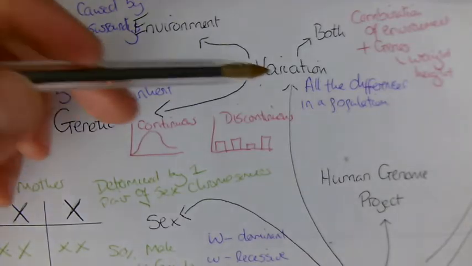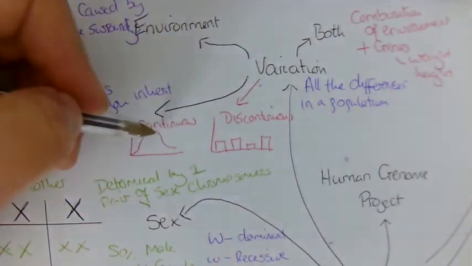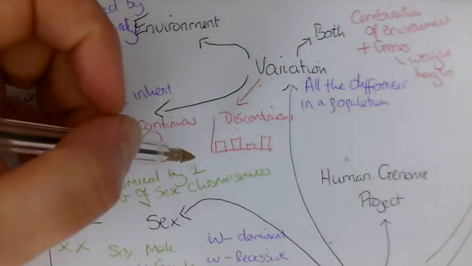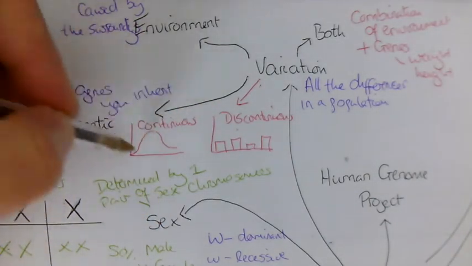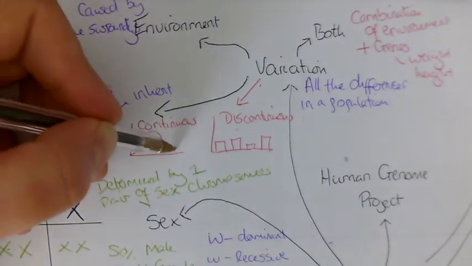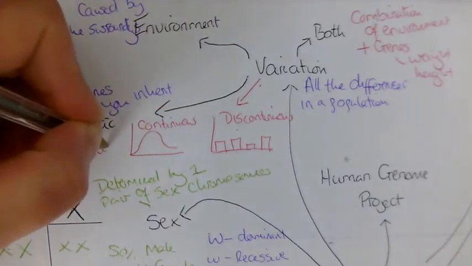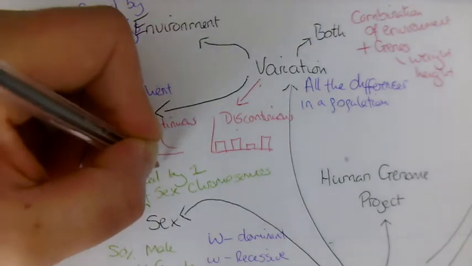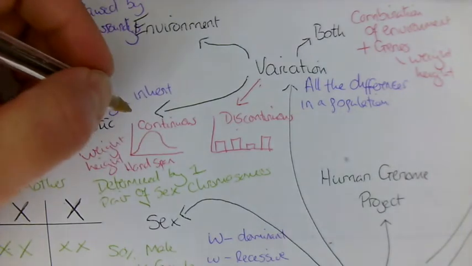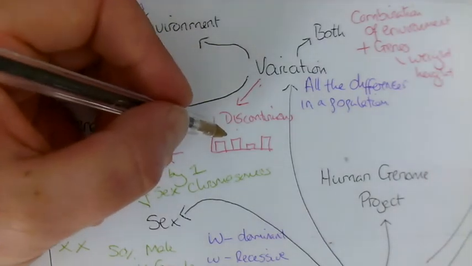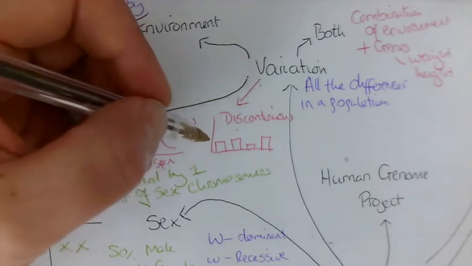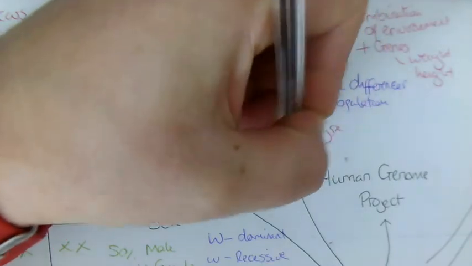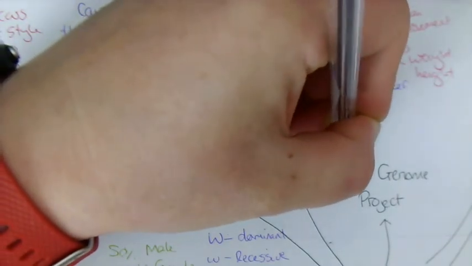There are two more parts to variation. We've got continuous and discontinuous. So we can put our variation into two different categories. Continuous means that it happens over a range. So this is going to be things like weight, height, and handspan. Whereas discontinuous are things where they go into specific groups. That means things like blood type, eye colour, hair colour.